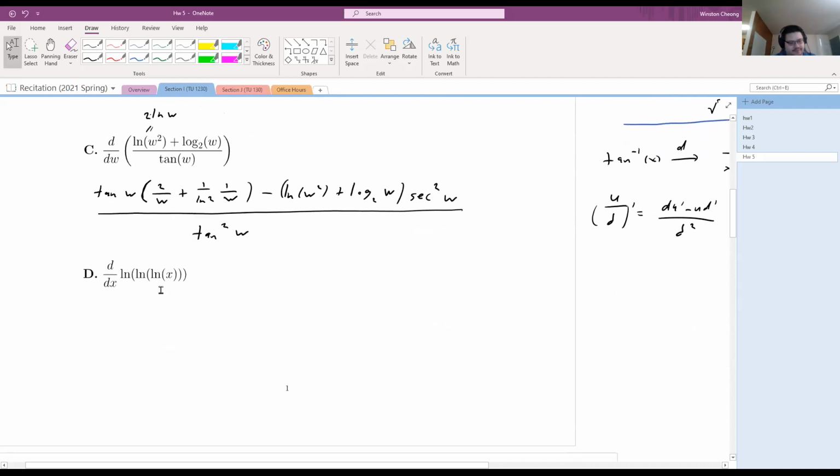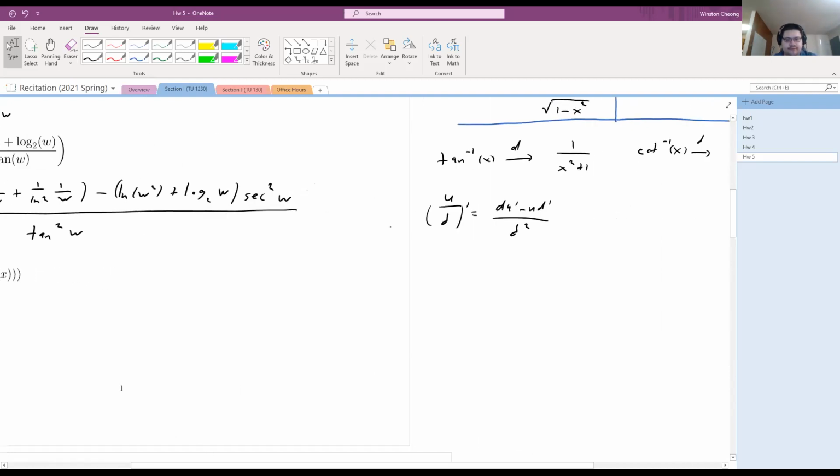Part D, this is a very typical type of problem to do. You've got these nested ln's. You should remember that the derivative of ln is 1 over x, but that is if the ln function just has x inside of it. In this case, you've got ln of something. It might be easier to do a simpler version of this problem: ln of ln of x.